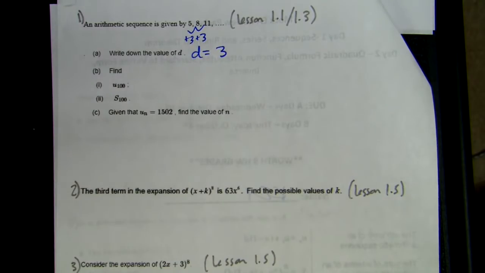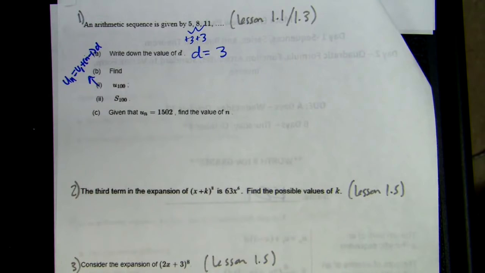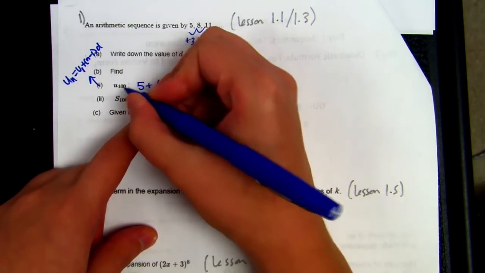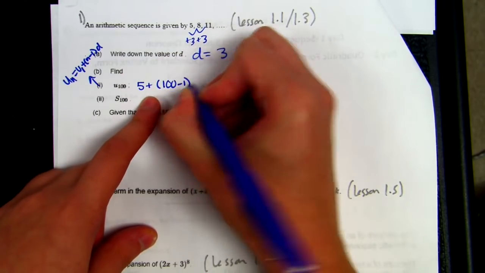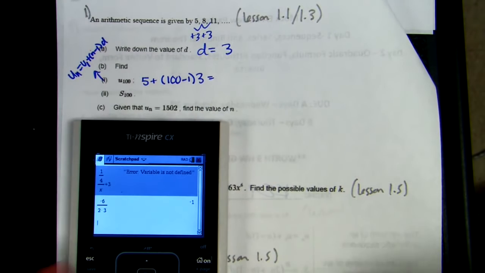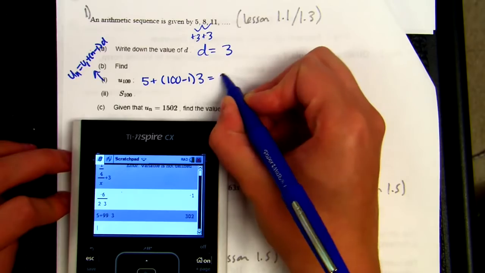Then it asks us to find u sub 100, so the 100th term, and then the sum of the first 100 terms. As a reminder, for u 100 we're going to use the formula u n equals u 1 plus n minus 1 times d. My first term is 5 plus n minus 1. I'm looking for the 100th term, so 100 minus 1 times d, which is my common difference. I'm going to type in 5 plus 100 minus 1, which is 99, times 3. I'm just going to do it like that because I'm lazy. So I got 302 as my first one.